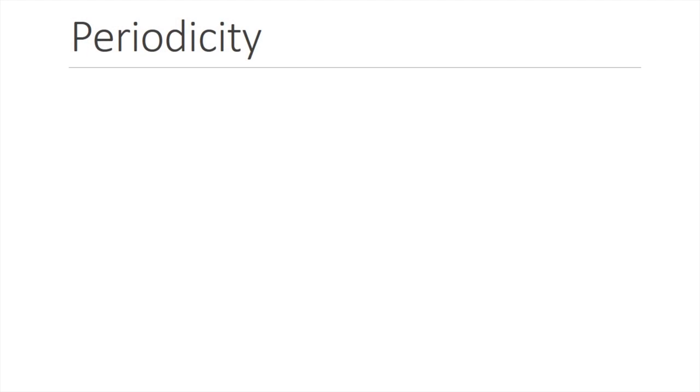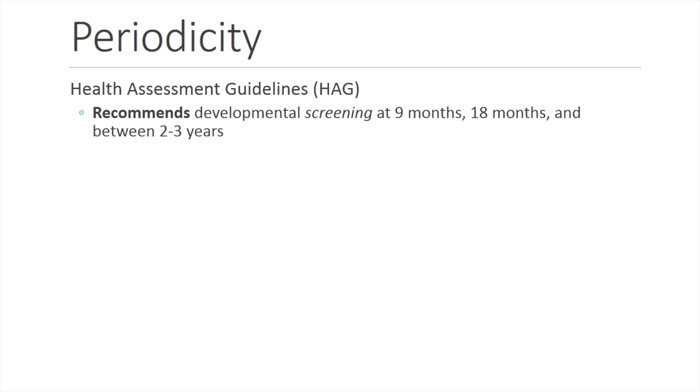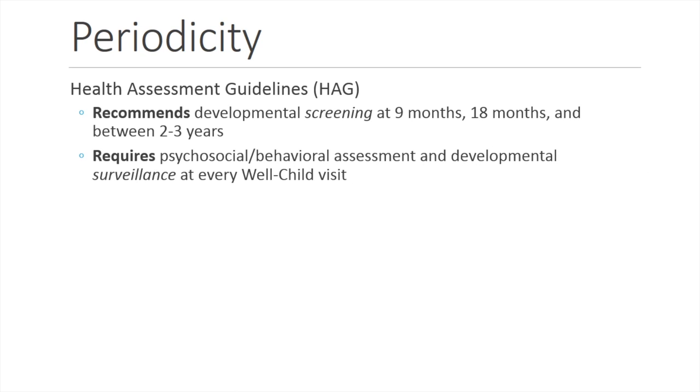According to the CHDP Health Assessment Guidelines, you should be screening patients for developmental abnormalities at 9 months, 18 months, and once between 2 and 3 years. However, it's required that you conduct a psychosocial behavioral assessment and developmental surveillance at every well-child visit.